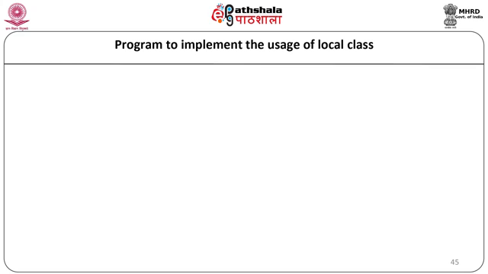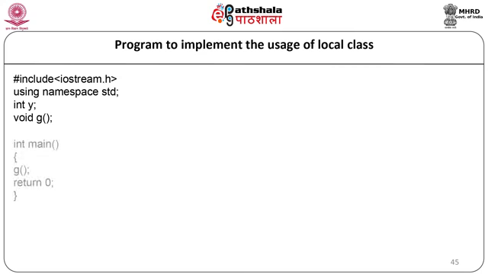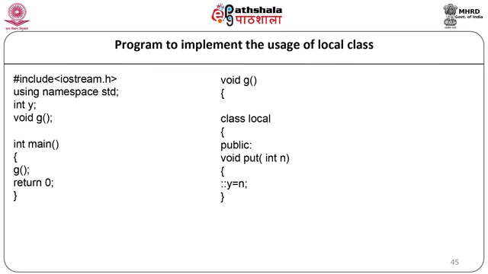Now, let us see a simple program to see the usage of the local class. We will start with the program #include iostream, using namespace std. Now, here we are going to declare integer y, which is a global variable, void g, which is a global function. Now, we will start with the program, integer main, we are calling the g function and return 0 and end.